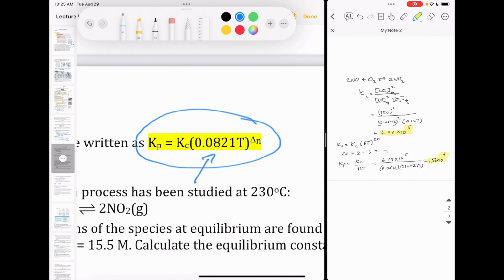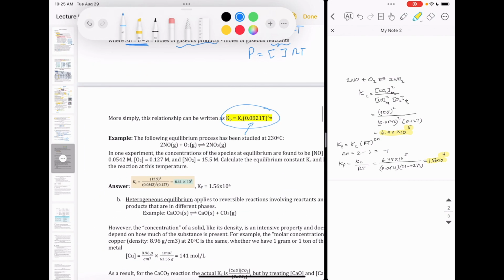Now the R here that we use is 0.0821, because we're talking about a pressure-volume relationship, so we have to use that value, not the energy value of the gas constant. So let me show you an example of how to apply this.